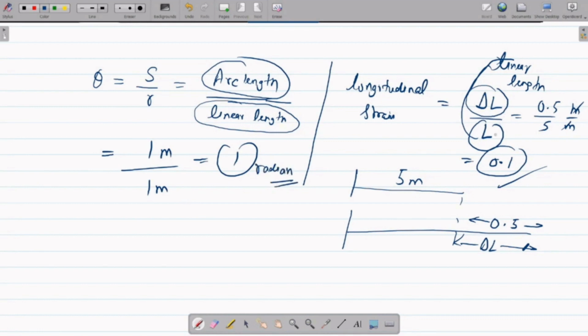But no such difference exists here, right? This is the linear length, this is the linear length. But in this case, in order to treat this difference of geometrical perspective, the system defined a radian for this. So that's why theta is defined in terms of radian. And I hope it is clear to all of you.